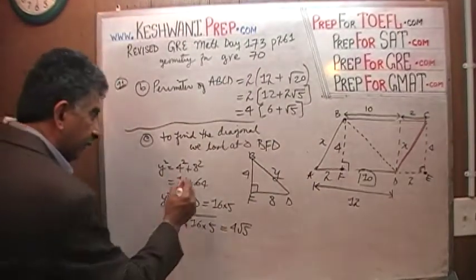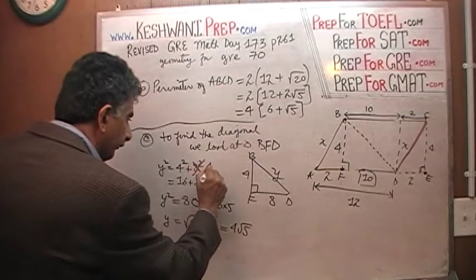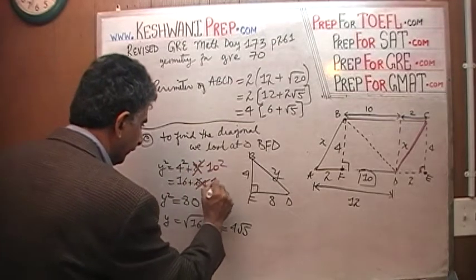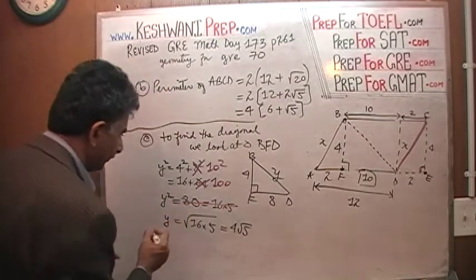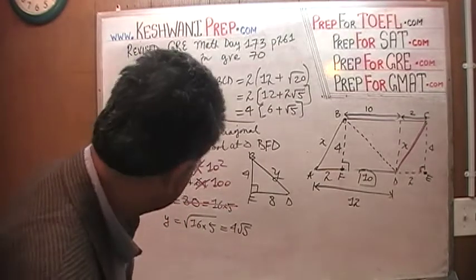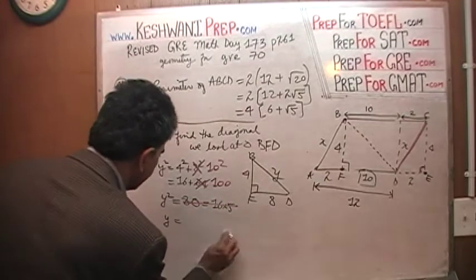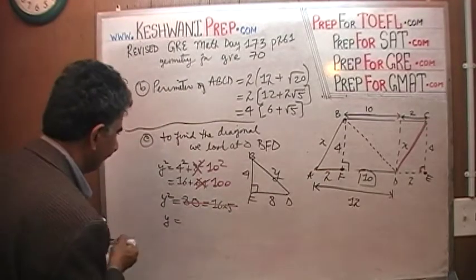It's a good thing I checked my work here. This should have been 10 squared. This should have been 100. 100 plus 16 is 116. Y squared is 116.